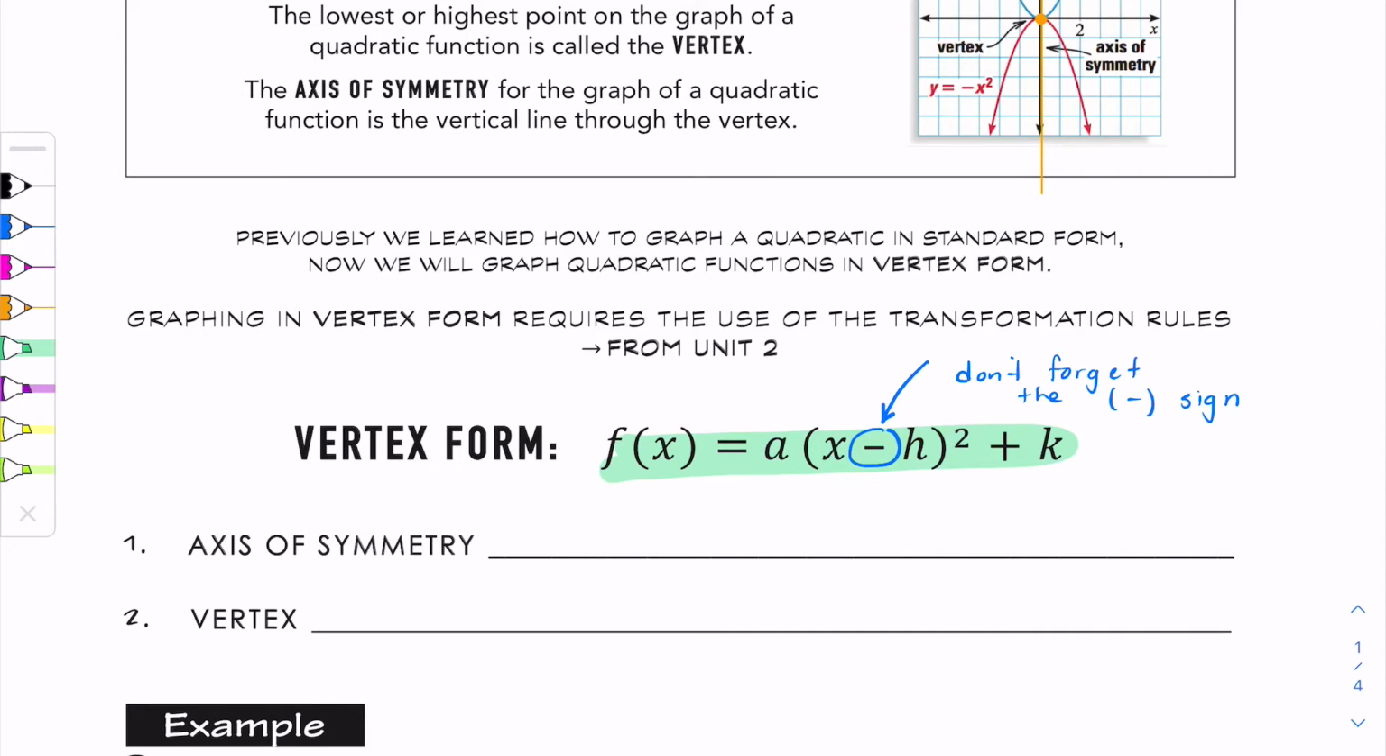But what we really need to talk about here is your axis of symmetry. Previously, in standard form, your axis of symmetry was found by x equals negative b over 2 times a. In this case, the axis of symmetry is just equal to whatever your value of h is. But again, remember that subtraction sign. So if it's x minus h, then your h value is actually positive. So much easier there, you're just identifying one single value for your axis of symmetry. And your vertex is always h comma k. So also a little bit easier.